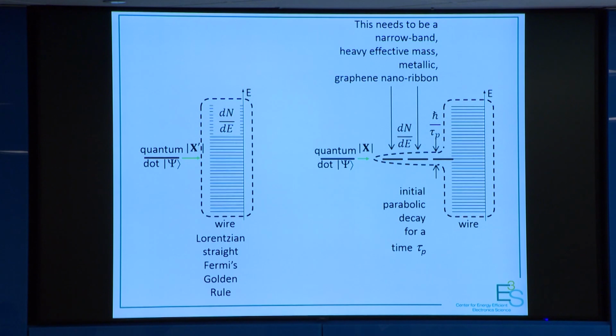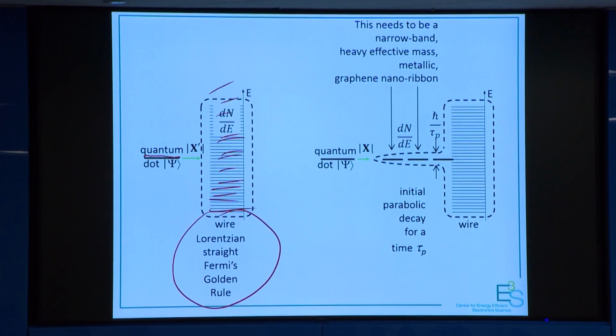So what do we do in the Tunnel FET to overcome the situation? Suppose we had a sharp quantum level and we're tunneling into a metallic wire. The metallic wire has a constant density of states, is very, very broad, and unfortunately that leads to Lorentzians. So it tells you do not simply connect a wire to your quantum dot. You've got to be smarter than that, okay?